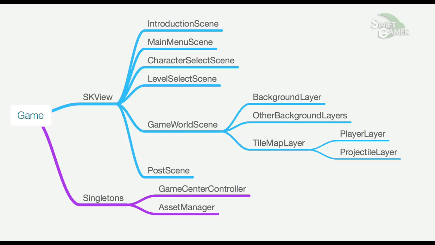In the game world, there will be layers. And these will handle the background and the tile layers. We talk about tile maps and tile layers very soon. Just think of it as the actual terrain your character will be progressing through in the game. The tile map will also contain the player and projectiles. And then we have a post screen so that when the level is complete, it will transition the character there to say if they completed the level or if they failed.